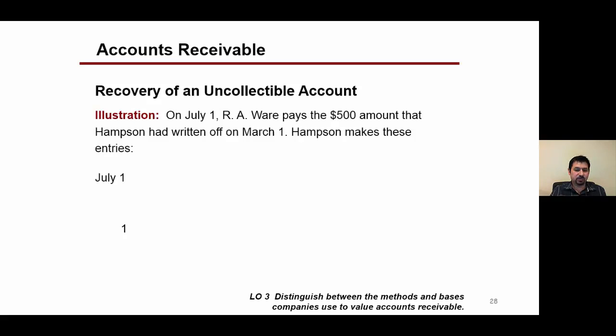Let's say several months later, the customer actually gets another job and starts paying back their debts. Let's assume that this was the scenario. At this point, the company will be receiving a check from that customer, say R.A. Ware, whose account was written off on March 1st. So how does the company make the journal entry?